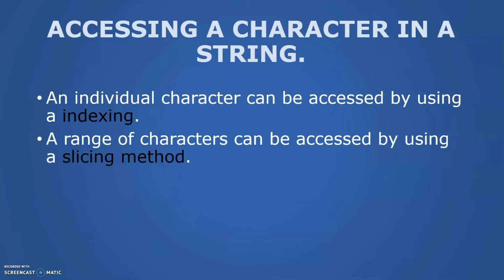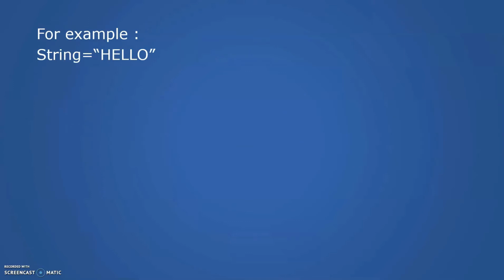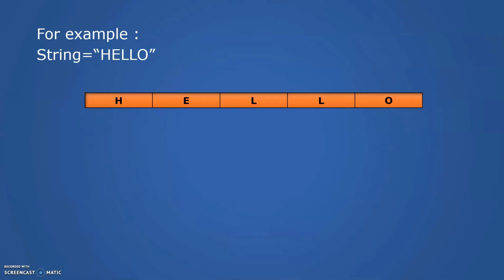Let's see some examples. For example, I take a string called hello. In Python, by default the index number starts from 0, 1, 2, 3, 4, and then the fifth position represents the null character, that means the end of the string. So for this string hello, we can give indexing from 0 to 4 and the fifth character is null. In Python, it can also allow negative index numbers.